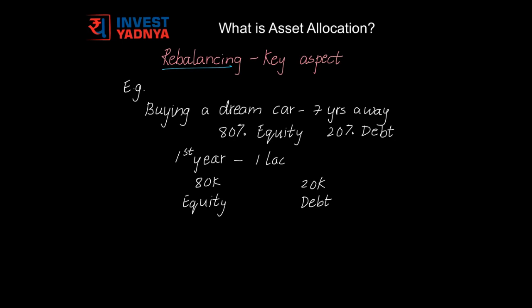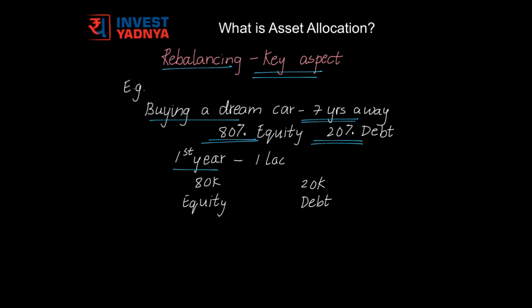Rebalancing is the key aspect of asset allocation. If one asset class of your portfolio gains, you sell some of it to invest into the asset class which has gone down so that you regain your original asset allocation. Let us take an example to understand this better. The goal is buying a dream car after 7 years. And for this particular goal, we've chosen an asset allocation of 80% equity and 20% debt.